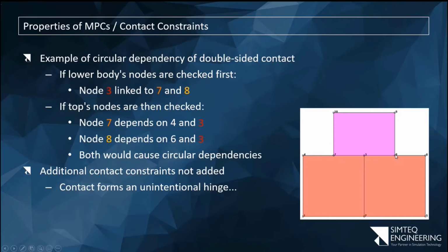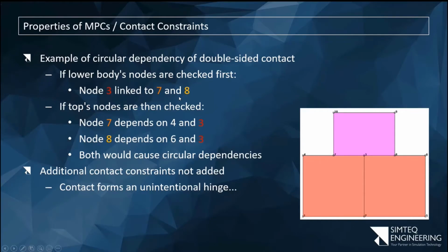This node can move down, that one can move up, and nothing happens to this node. So now we try and swap it around. Now we say, okay, let's just check the top node to the bottom. So in other words, I want to see nodes 7 and 8, whether they make contact as well. So the algorithm does that. It says, okay, node 7 is linked to node 4 and 3, that face, and 8 is linked to 3 and 6, that face.